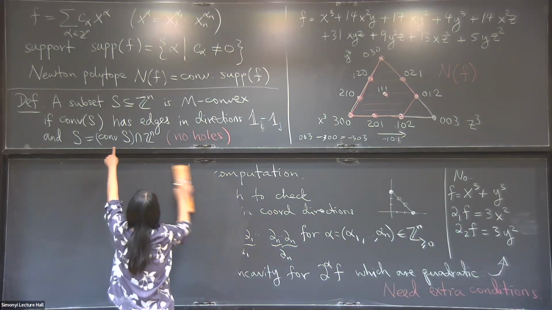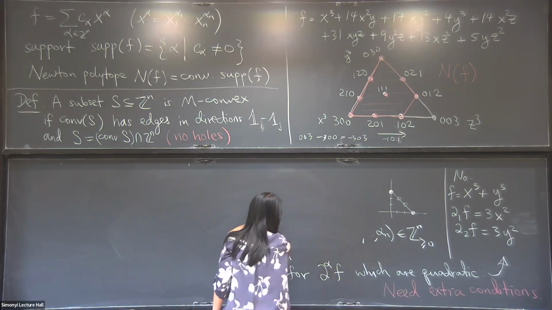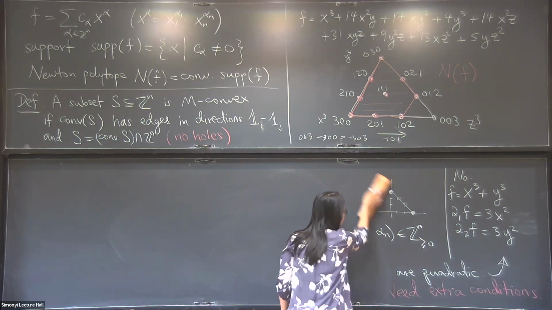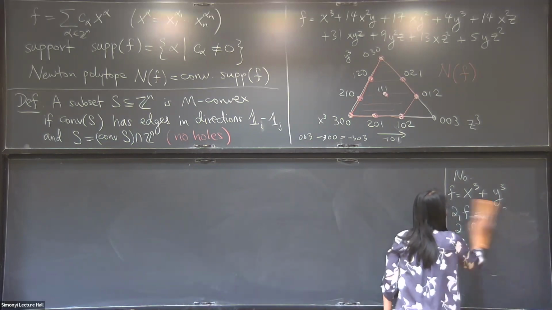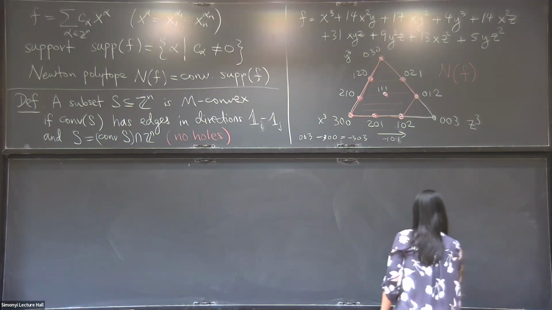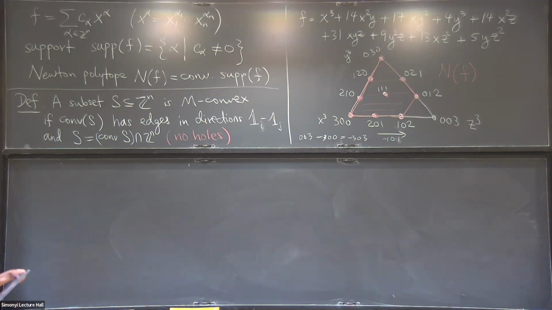So the first one is about the Newton polytope. And then the second condition is that there can be no holes in the support. So the support has to be as dense as possible given the Newton polytope. Is this related to the exchange axiom? Yeah, it's related to the exchange axiom.